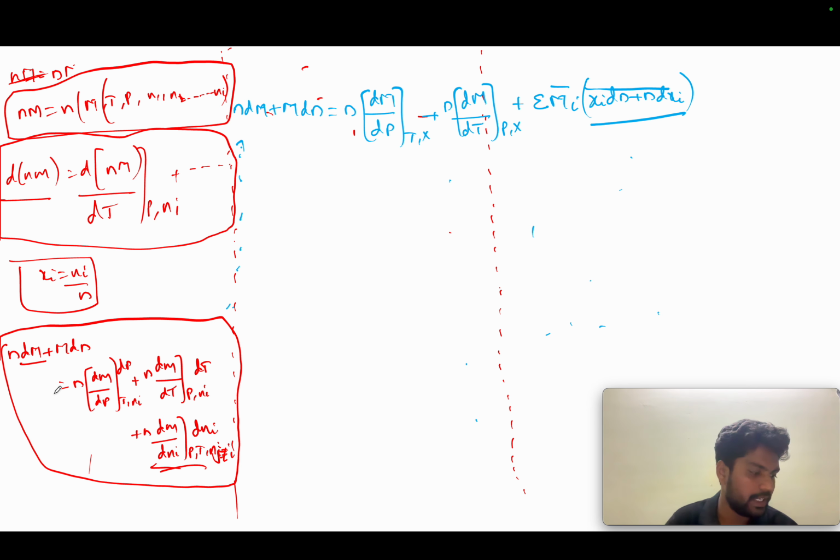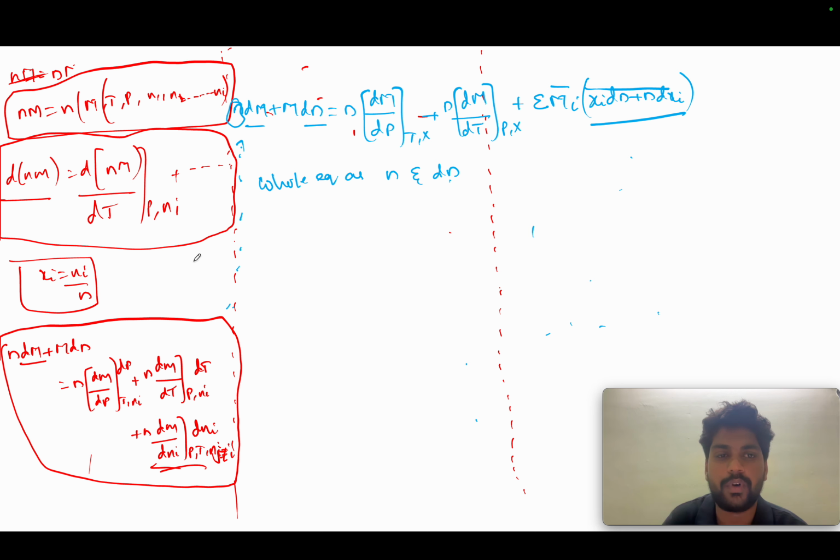Then, because I tried 3-4 times, now what I will do is take all the dm terms to one side, and the n terms all to one side, and dn to one side. Now I want to represent the whole equation as n and dn. So I will take the n terms all to a single side. I will write it down, so you can also write it and try it out. Let me know if I'm writing anything wrong.